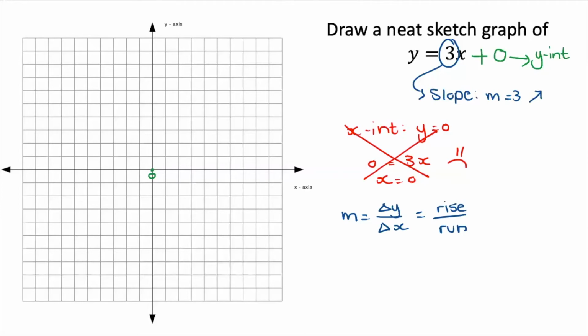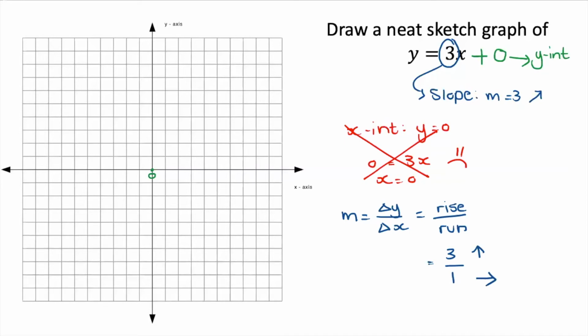So let's have a look at this in this example. Instead of just writing 3, because I want rise over run, I'm going to write it as 3 over 1. That means that the rise, the vertical shift or the up and down shift, is 3, and the run, or the horizontal left and right shift, is 1. Because 3 is positive, we're going to go up 3, and because 1 is positive, we're going to go right 1. So let's do this on our graph.